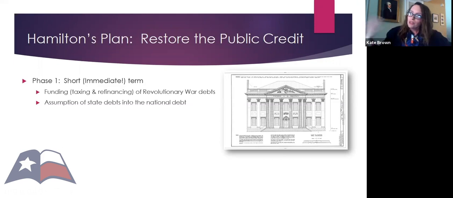Now, I'm a Hamiltonian, so I'm going to say that this is a great idea. But there are plenty of people who did not think that this was a great idea. And so let's talk about the opposition to Hamilton's plan. Okay, first step, nobody is concerned about the taxing because everyone knows we need to tax and raise revenue. That's pretty much okay.